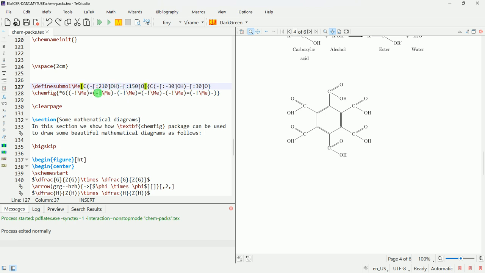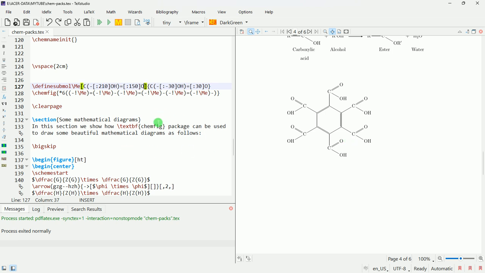These are all angles. OH is 210 degree absolute angle. O is 150 degree absolute angle. That means from this horizon to this one is 150, then this one is 210. This horizon angle is plus 30 degree, and this OH is minus 30 degree. And then Chemfig, this ring is given by this. All this you will get in the documentation of the Chemfig package, and then this molecule will be printed here.